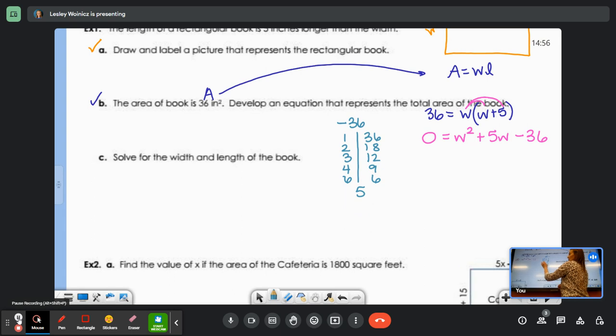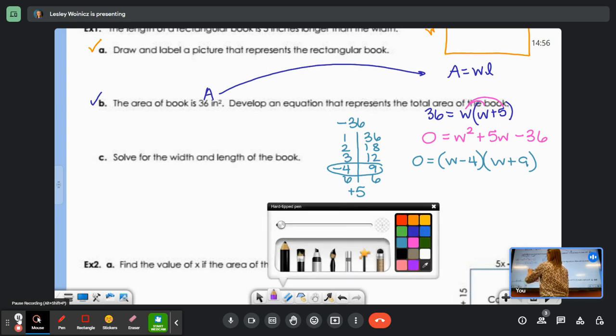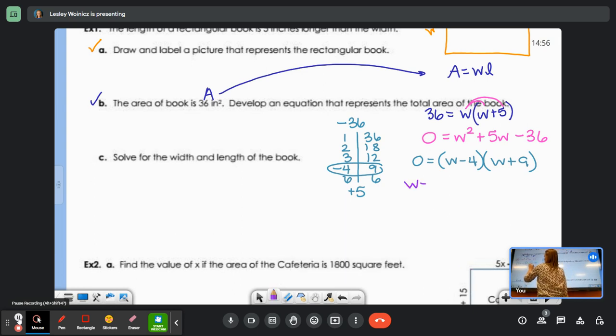Yeah, the 4 and the 9. Which one gets negative? Oh, the 4, because I still want a positive 5. Do you guys see why? Okay, so it's those two. So I'll have 0 equals my W minus 4 times my W plus 9. So far, so good. I have to figure out what the W's are. What are they? Well, I need my ZPP. So I'm going to say W minus 4 is 0, and also W plus 9 is 0. And then I'm going to solve it in my head.